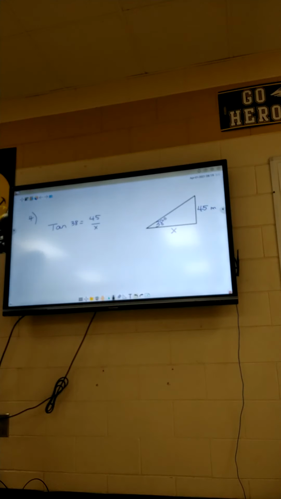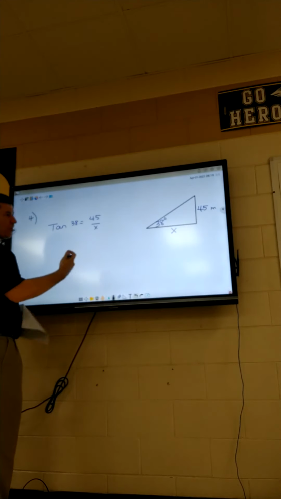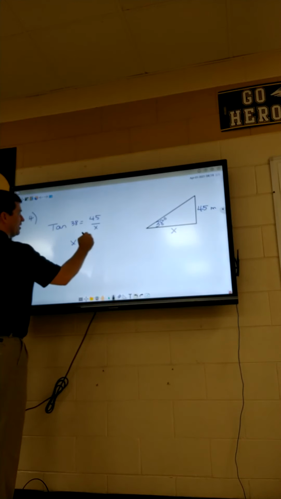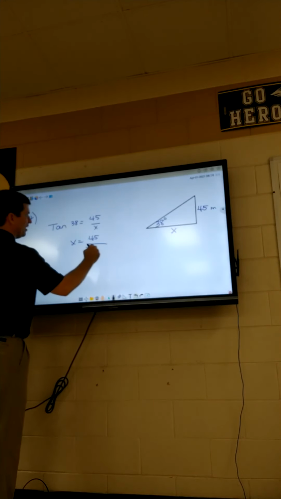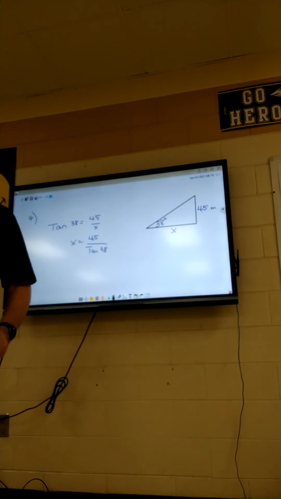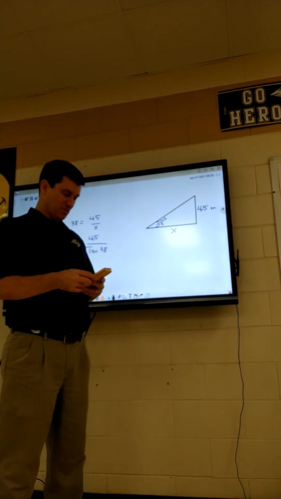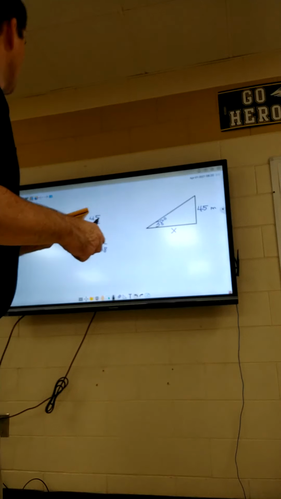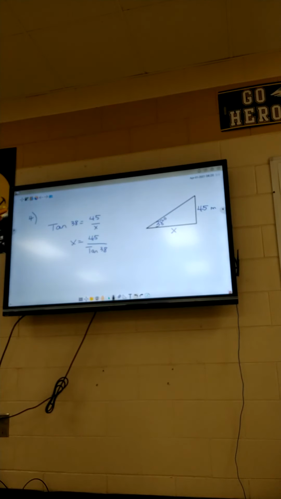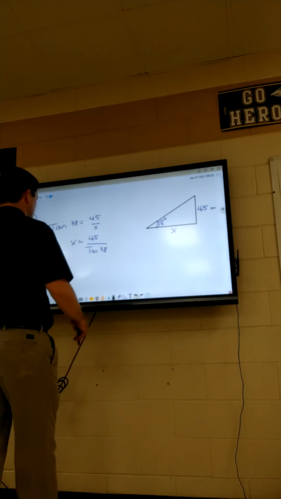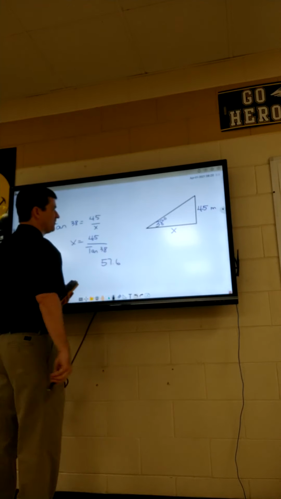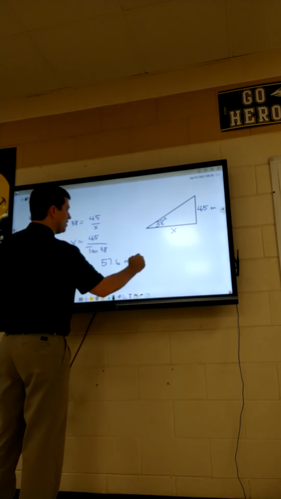Now we've got the x on the bottom. How do I solve this one? You just switch them. Remember, you're supposed to cross multiply, but all you do when you cross multiply is switch them anyway. So you type in 45 over tan of 38. Is it an angle? No, it's a side, so you can leave it as a decimal. I got 57.6. Not feet, meters this time. M-E-T-E-R-S.